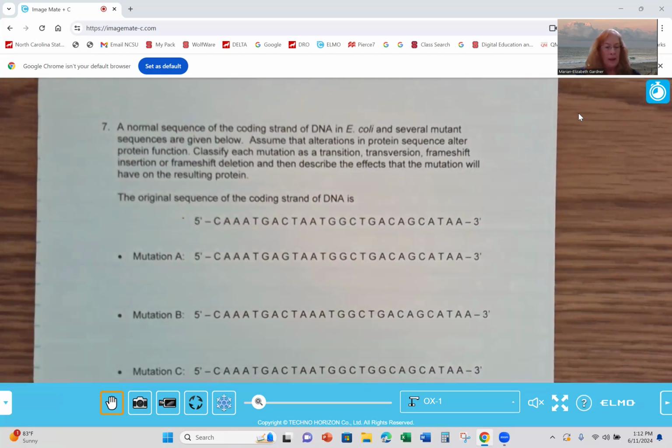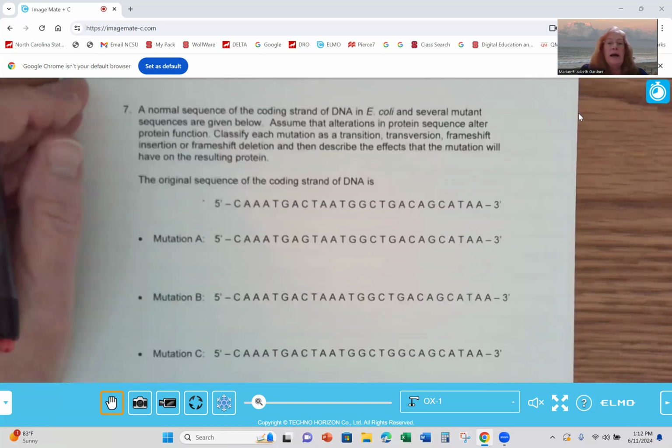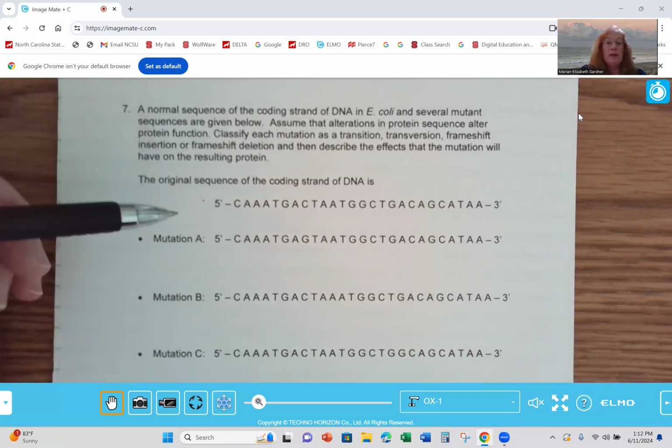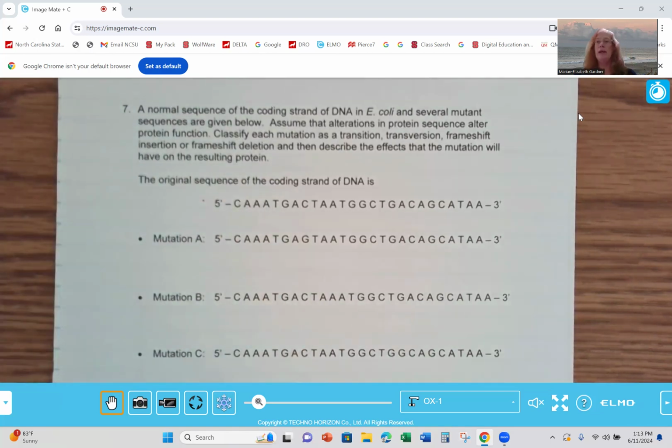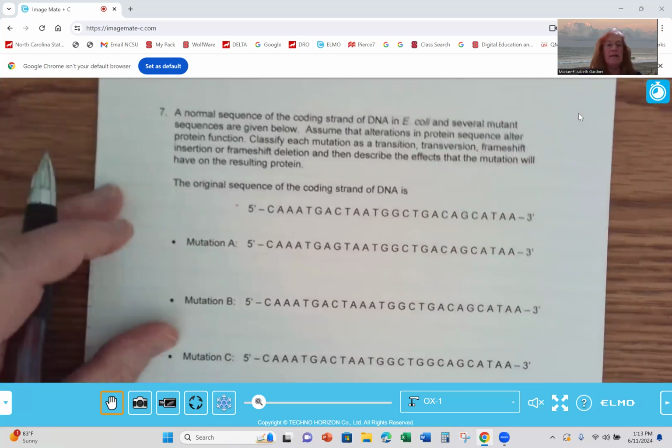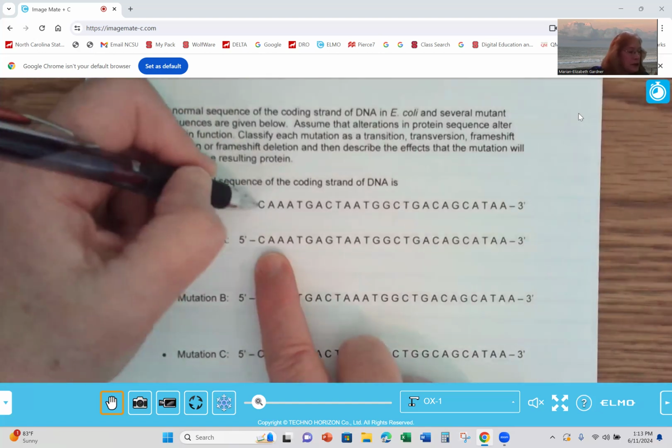So the normal sequence of the coding strand again, and several mutant sequences are below. Assume the alterations in the protein sequence alter protein function. Classify each as a transition, transversion, frameshift insertion, or frameshift deletion, and then describe the effects the mutation will have on the protein. So we'll have to do a bit of translating as well to figure out what the protein effect will be. So let's compare this first one.